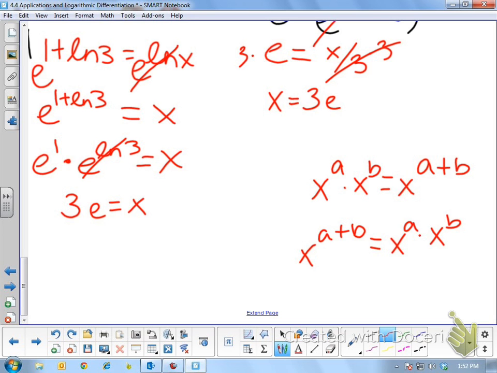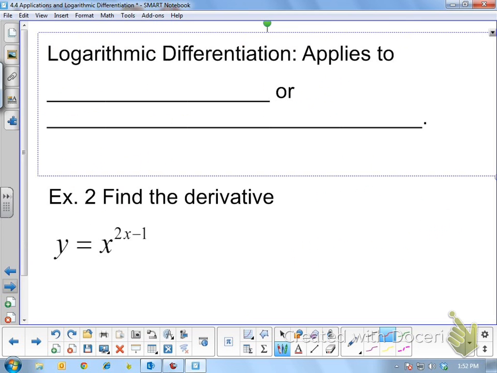And this is a tactic we need to become more comfortable with. Taking a plus sign in your exponents and rewriting this as multiply. When we get to separation of variables, which is way down the line, this is a very important skill, being able to do that property backwards. Okay, so let's talk about logarithmic differentiation. Does everyone have this down before I go to the next page then? Enough. So when we are doing logarithmic differentiation, it applies to two certain situations, two setups.